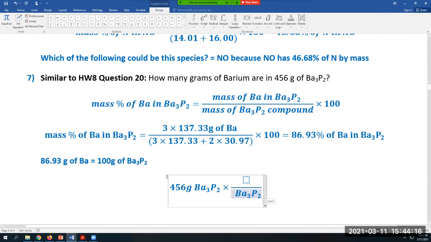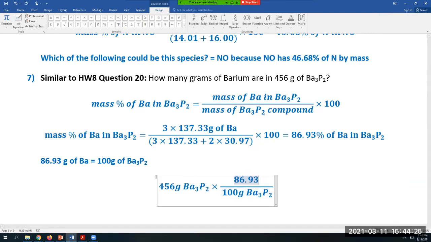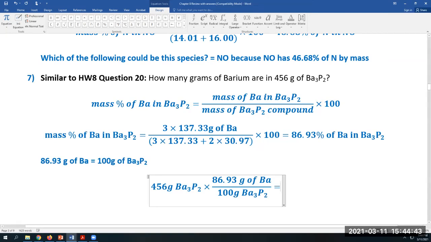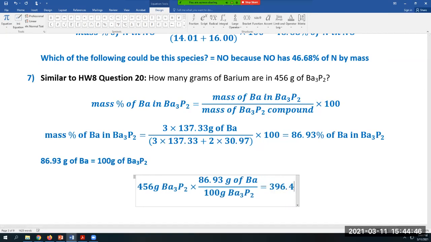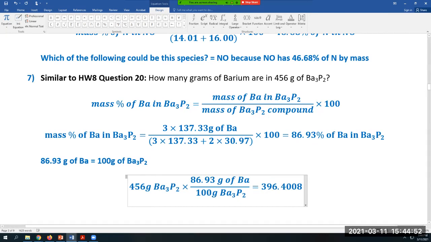So you want the grams of that. And so that's 100. 100 grams of the compound contains 86.93 grams of Ba. And that's it. You do this in your calculator. So 456 times 86.93 grams of barium divided by 100. And that's 396.4008. And if we cancel units of grams of the compound, we have grams of Ba left.